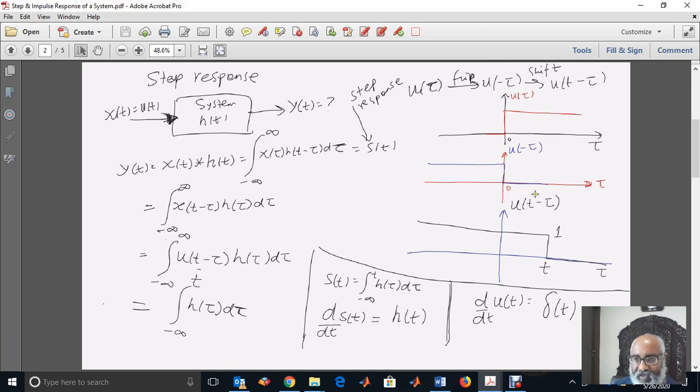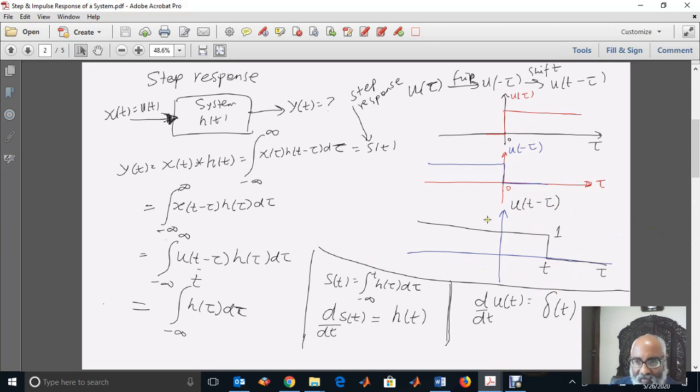Now, the next step is a shift. We shift it and we get u(t minus tau). For example, if t is greater than 0, shift right, and if t is less than 0, shift left. Here, for example, we have t greater than 0, and we shift it to the right. So u(t minus tau) is different from 0 from minus infinity until t. Until t it is 1, but for tau greater than t it is 0, as you see from this graph.